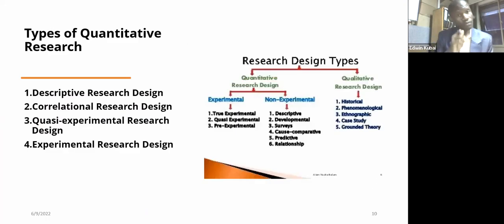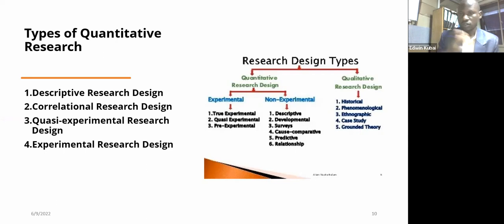So there are types of quantitative research design. If you are doing quantitative research, there are different types that you can use, if the study is quantitative in nature and you want to collect numerical data. It means you must identify which type of quantitative research you are going to go for. You can go for descriptive research design, or correlational research design, or quasi-experimental research design, or experimental research design.